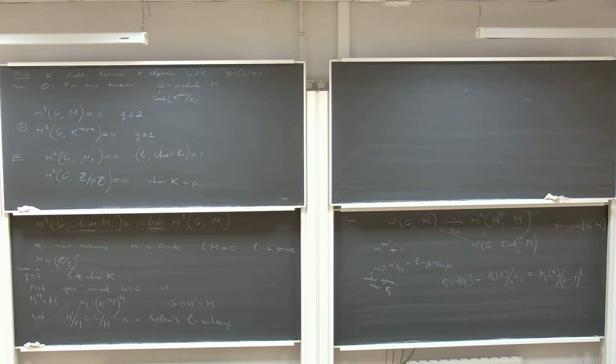Good. And therefore, M has a subrepresentation R, a trivial subrepresentation. So this is an embedding of this representation as H prime modules.